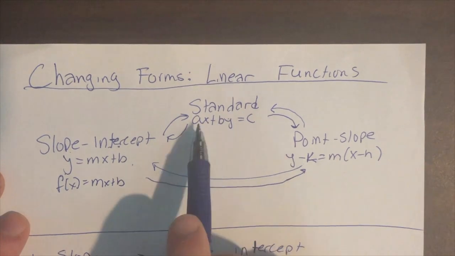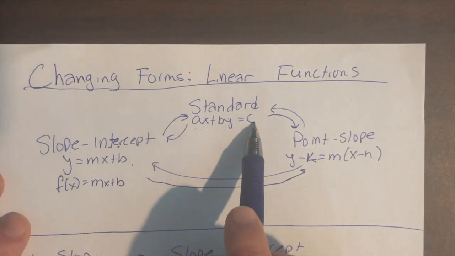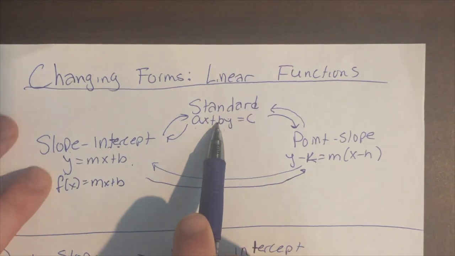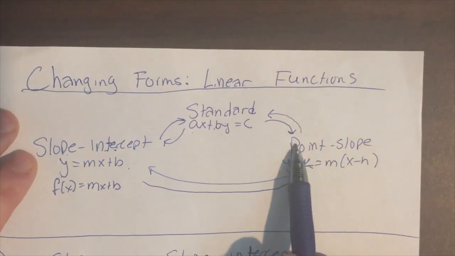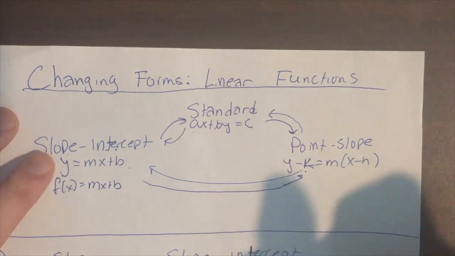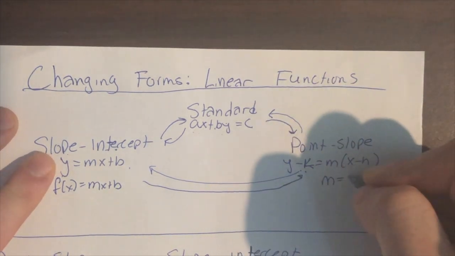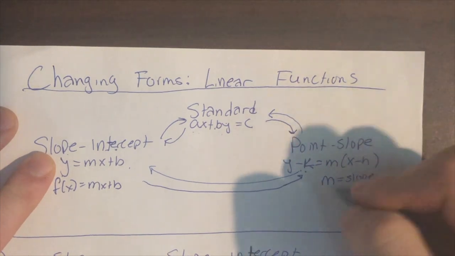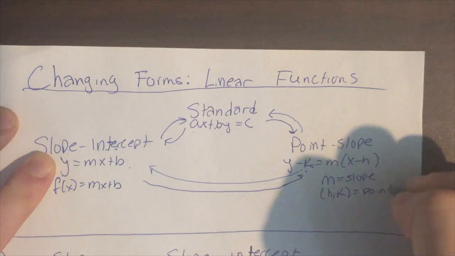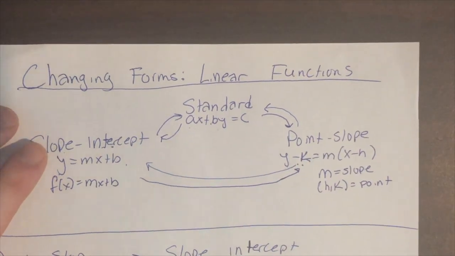We've learned about standard form, ax plus by equals c, and remember that a and b are not supposed to be fractions, they're supposed to be whole numbers. And then we've learned about point slope form, which is y minus k equals m times x minus h, and recall that m is your slope, and (h, k) is a point that's guaranteed to be on the line.